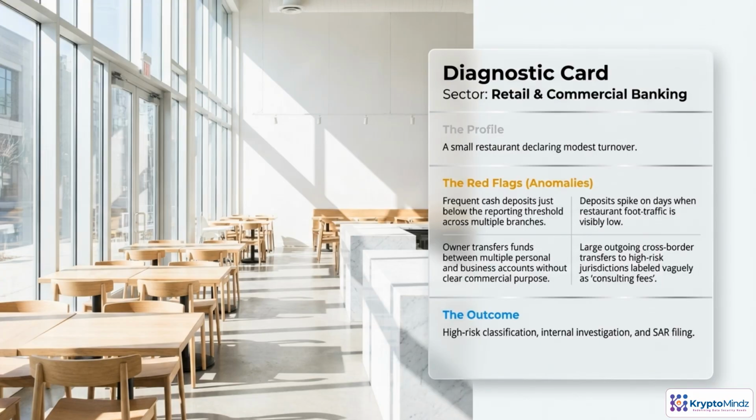Now imagine you're the relationship manager for this small restaurant client. On paper, they report modest turnover, but you see regular cash deposits just under the reporting threshold, spread across branches, and spikes in deposits when the place is almost empty. Money moves between several personal and business accounts with no clear purpose, then flows out to high-risk countries as vague consulting fees. Taken together, these features push the customer into high risk, justifying escalation and a SAR.